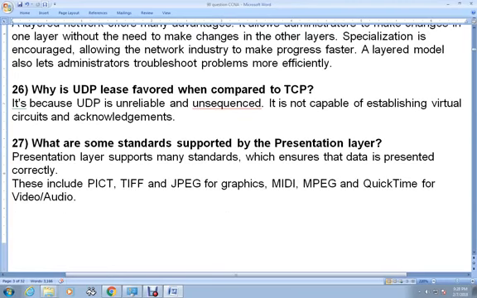Guys, next question: why is UDP less favored when compared to TCP? It's because UDP is unreliable and unsequenced. It is not capable of establishing virtual circuits and acknowledgements.